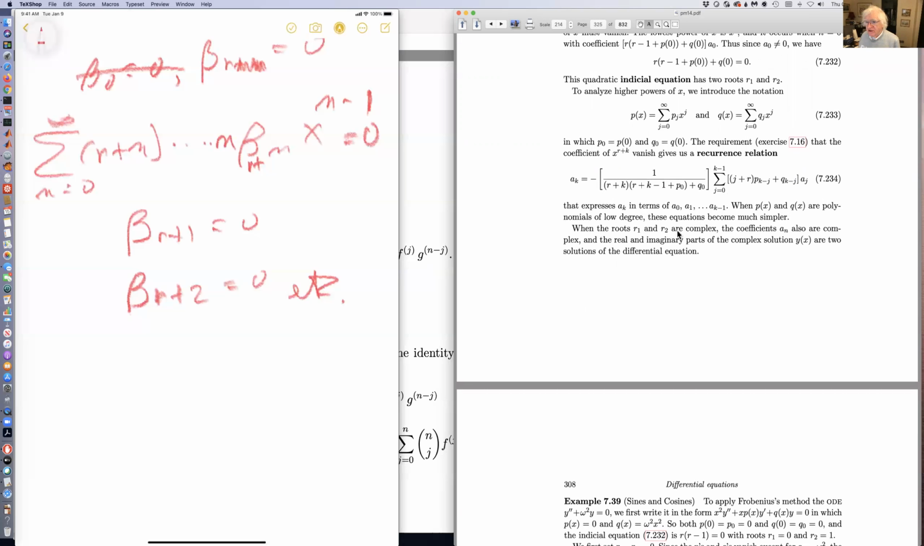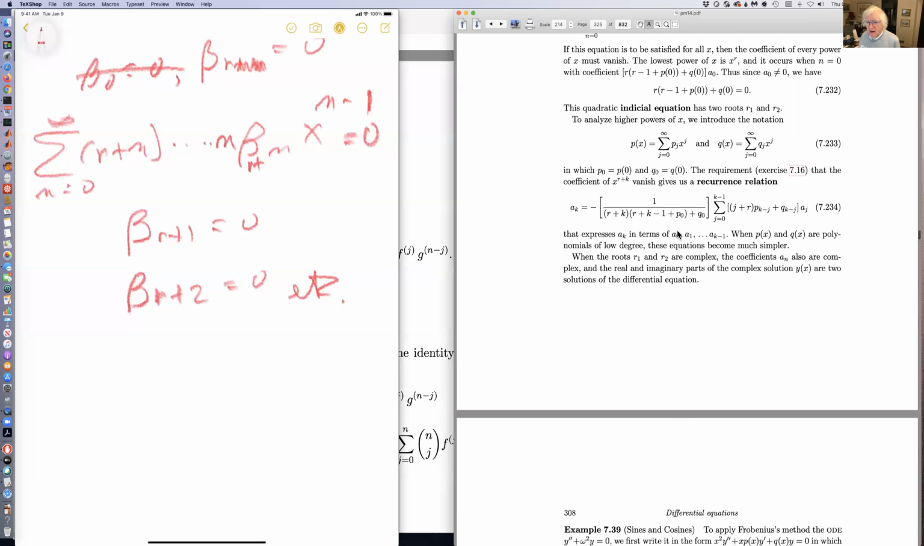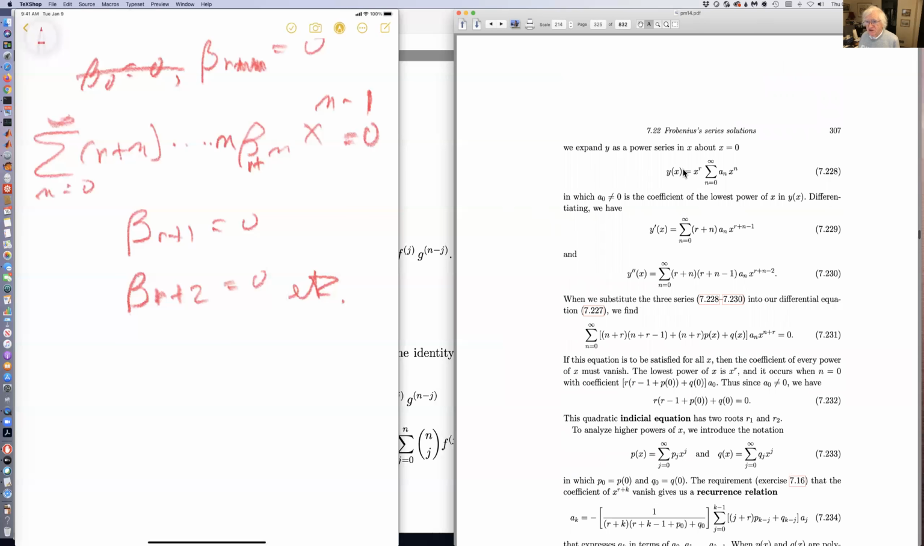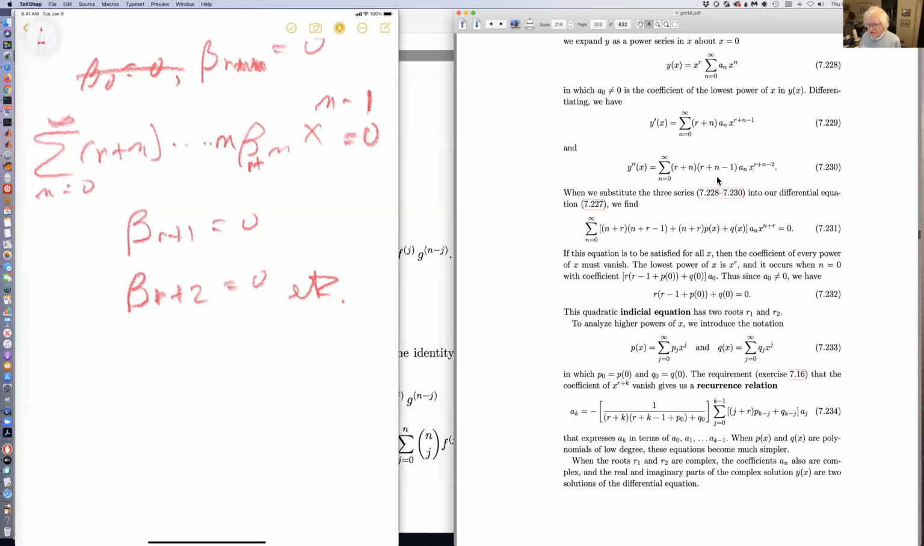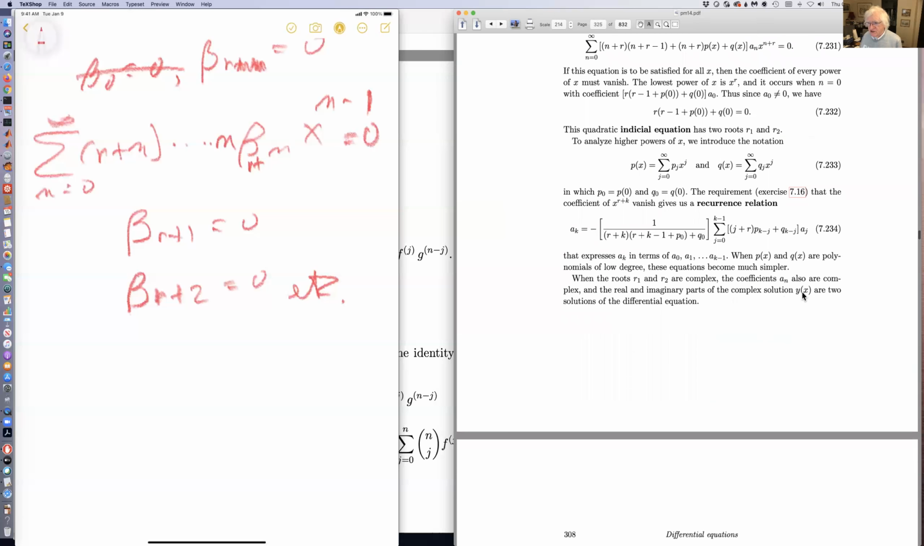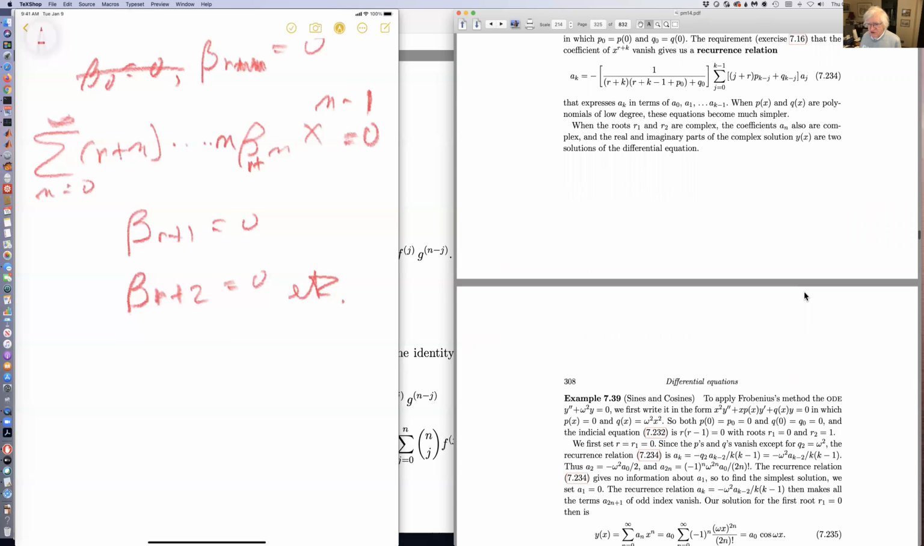When R1 and R2 are complex, so we're talking about the roots of the indicial equation, in other words, R would be complex. So then what we would have would be a complex solution. We'd have two different real solutions, and they'd be the real and imaginary parts of a complex solution of the differential equation.